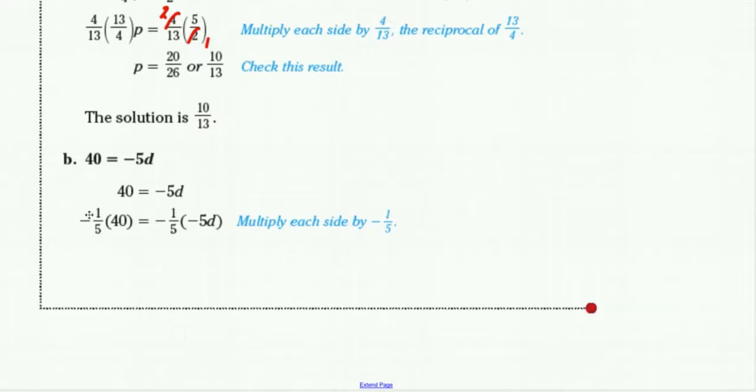Multiplying both sides by negative 1/5, negative 1/5 times negative 5. Okay, both are reciprocals. You'll end up with a product of 1. End up with d equals negative 8. Okay, again, to check this, all you need to do is substitute negative 8 into the original problem, and we'll find out that negative 8 is the solution to this equation.